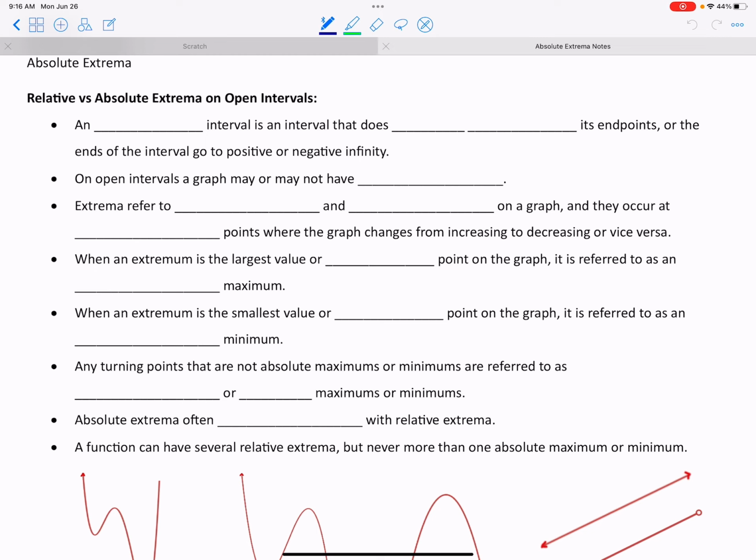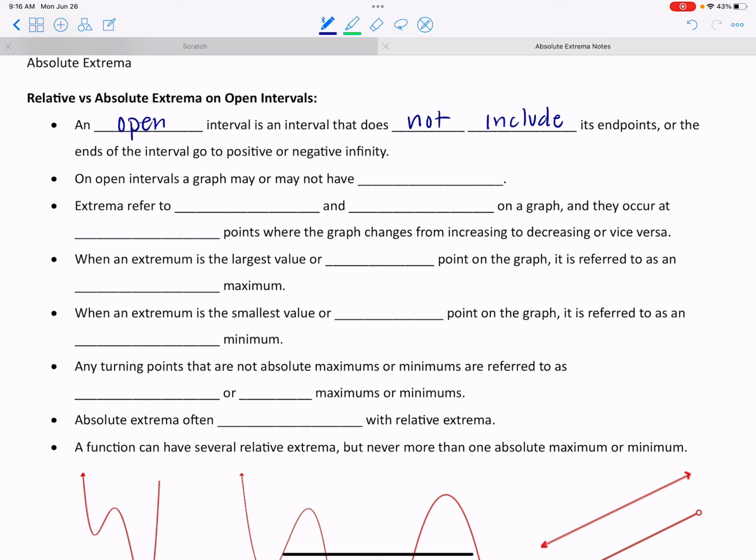So an open interval to start with just means we're looking at an interval or a portion of the graph, some neighborhood, that does not include the endpoints of that interval, or it could be possible that the ends are going off to positive or negative infinity. So an open interval, again, does not include its endpoints, and positive and negative infinity would never be included in an interval because they are locations that intervals are approaching.